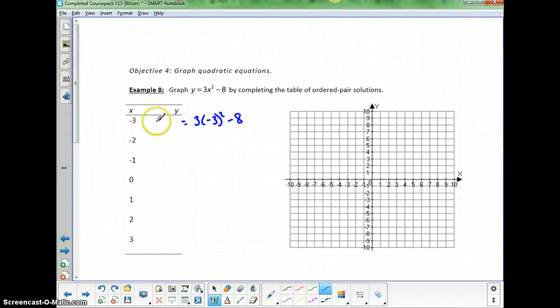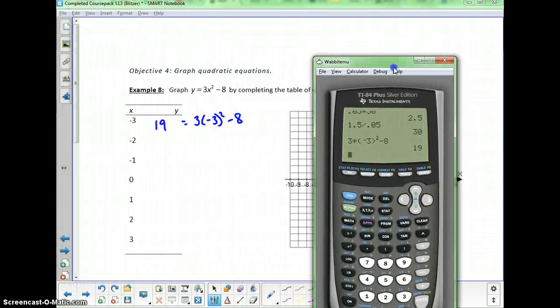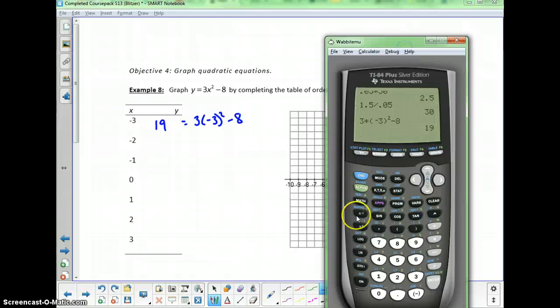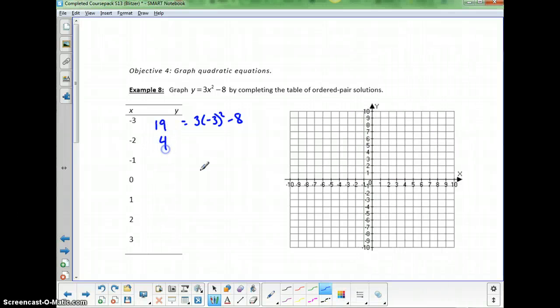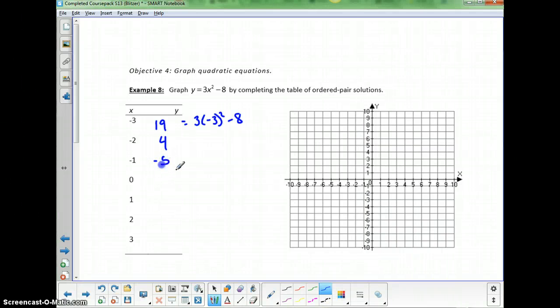So it's going to be a bit high for my chart. So I've got 19 there. Then the next value is going to be, I'm going to hit second enter just to bring that line up, and I only need to edit one value. So let's just change that to a negative 2. So the next value is 4. Same thing again, second enter to bring that line up. The equation stays the same, but now we're plugging in a negative 1. So that's negative 5.